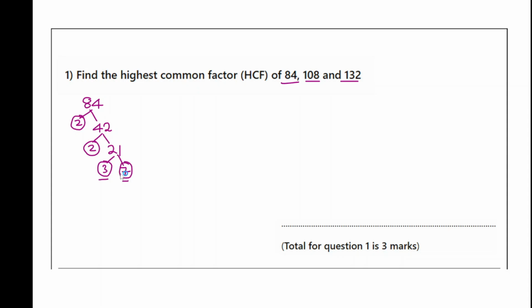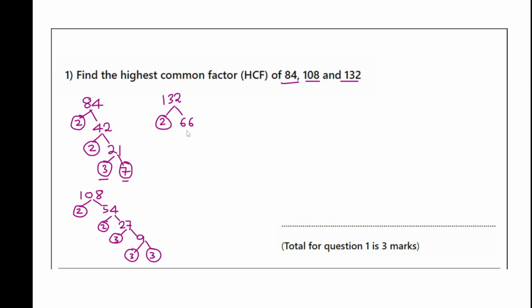So let's do the same thing for 108. Divide by 2 gives me 54. I can still divide by 2, gives me 27. Now I have to divide by 3, gives me 9. 9 is 3 times 3, so that it's a prime number, so I can stop. Let's do the same thing for 132, like this.